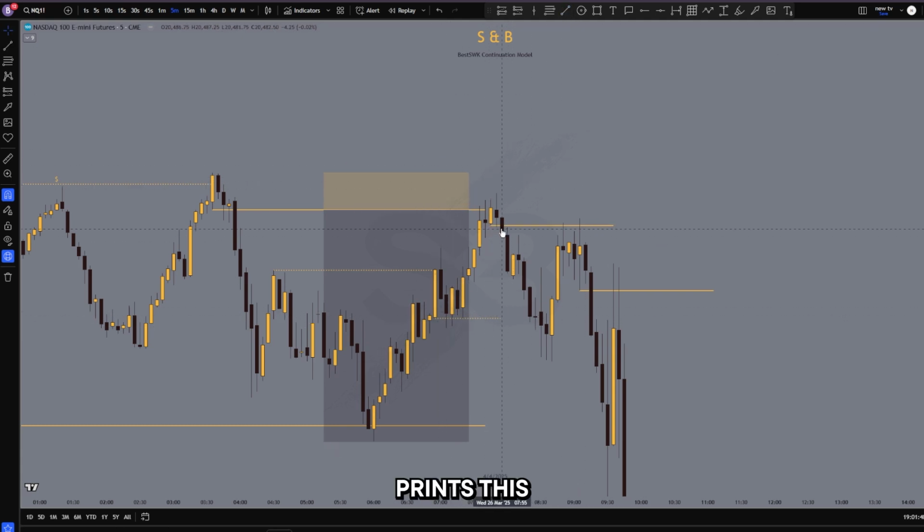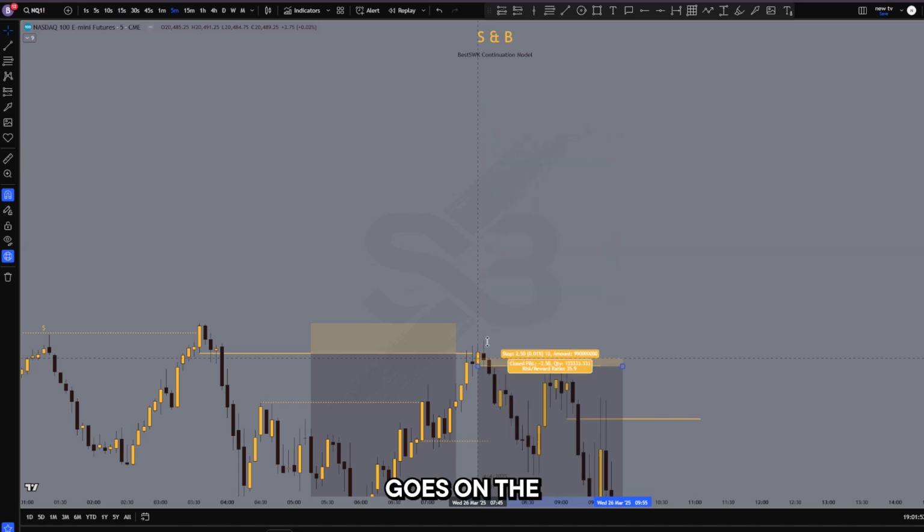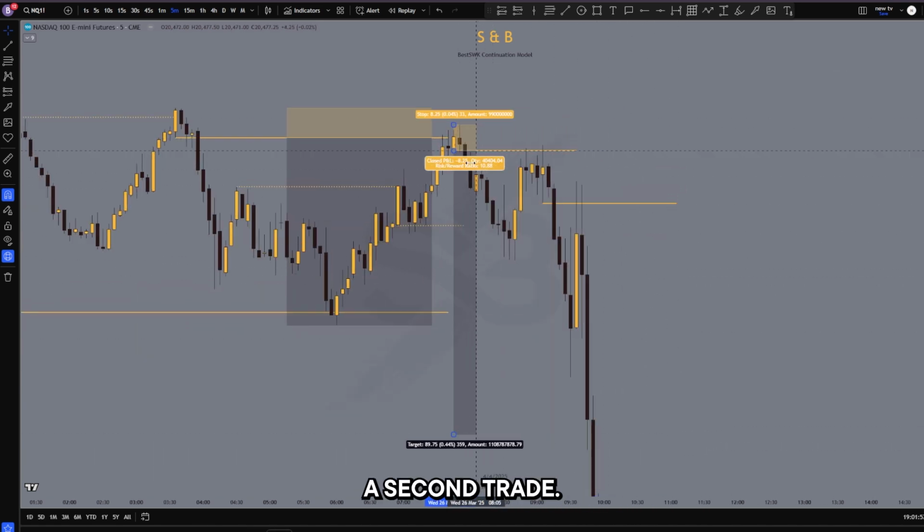Then price prints this. Price does close below it. Then what do we also have? Change in state of delivery, which we close below here. And then price comes back up, touches the order block again, refills, stop goes on the high again, and you got a second trade.